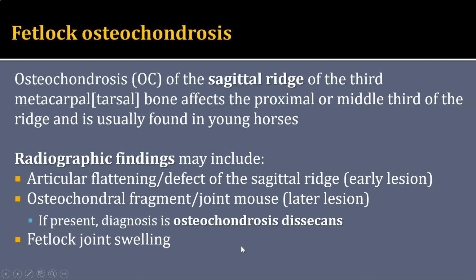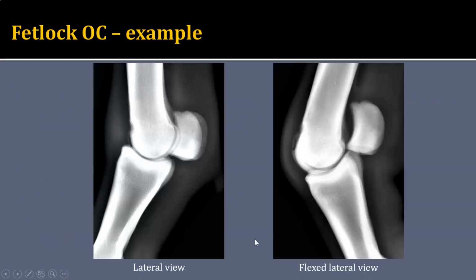The radiographic findings are similar. We're going to look for an articular flattening or defect of the sagittal ridge in a very early lesion, and then as the lesion develops later, usually there is an osteochondral fragment or that nonspecific term of joint mouse that is typically near that articular defect. And then usually the metacarpophalangeal or metatarsophalangeal joint will have intracapsular soft tissue swelling.